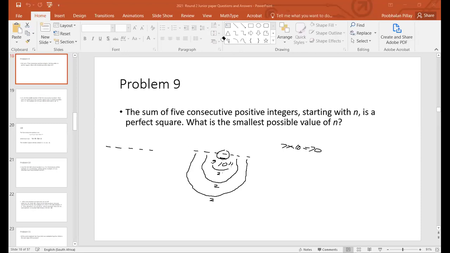a quick shortcut method would be, well, suppose the middle number is x. Then the sum of the 5 consecutive numbers is 5x, as we just saw. Now this is a perfect square. It says so.